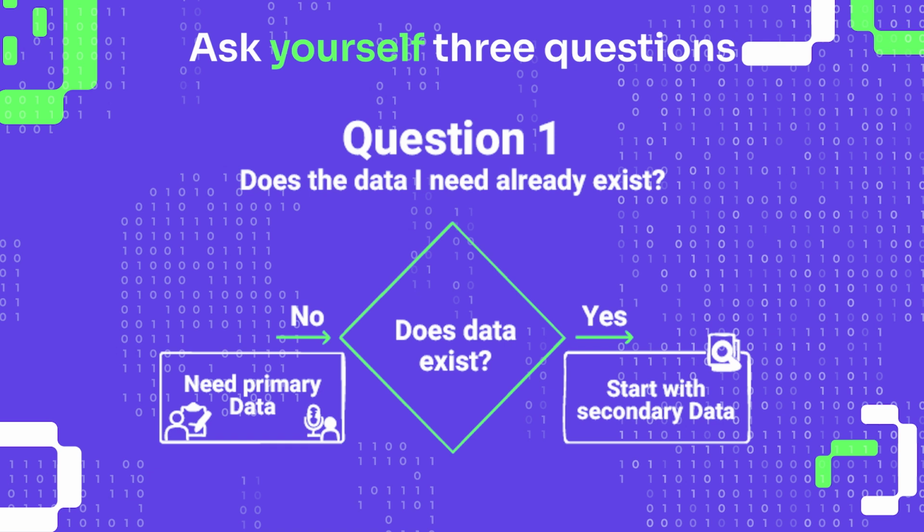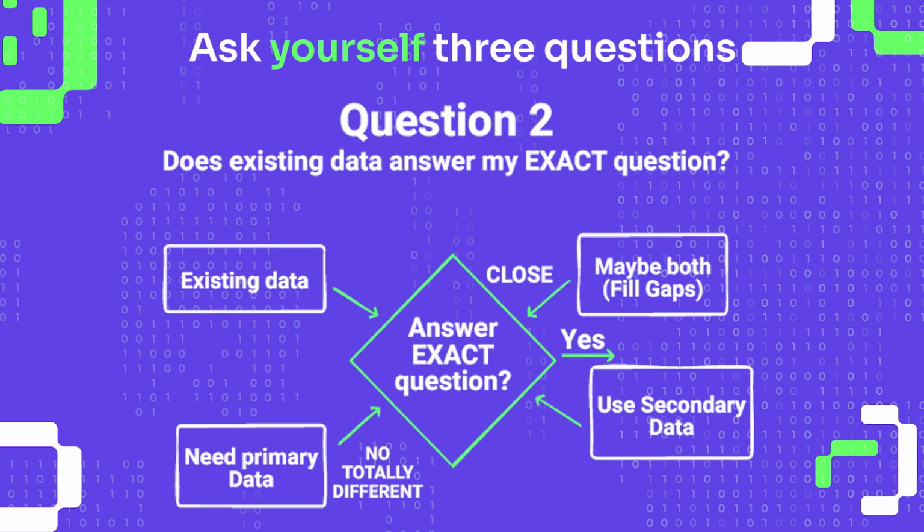So, which should you use? Ask yourself 3 questions. Question 1. Does the data I need already exist? If yes, and it's accessible, start with secondary data. Why reinvent the wheel? If no, or you can't access it, you need primary data. Question 2. Does existing data answer my exact question? If yes, use secondary. If it's close but not quite, you might need primary data to fill gaps. If it's totally different, definitely primary.